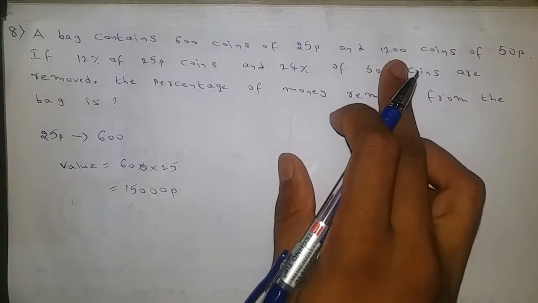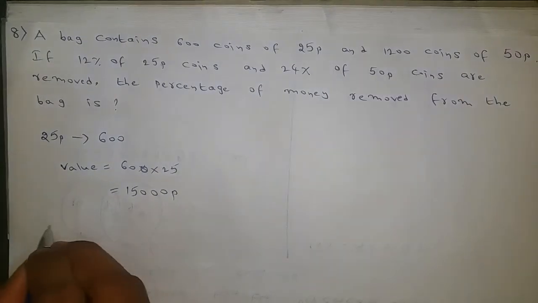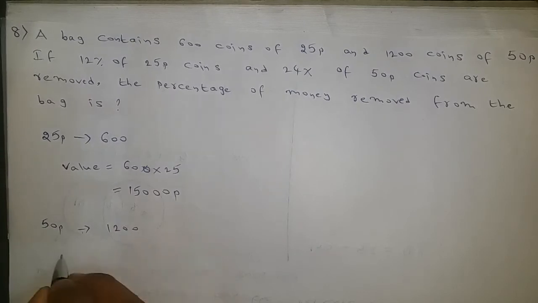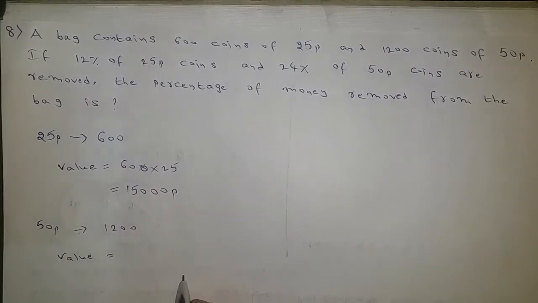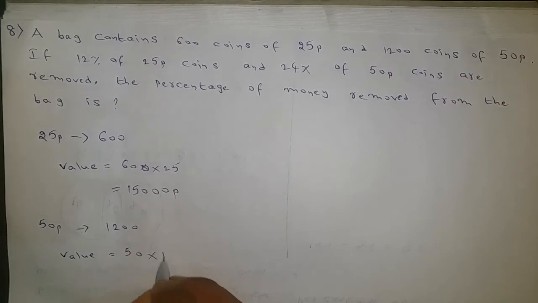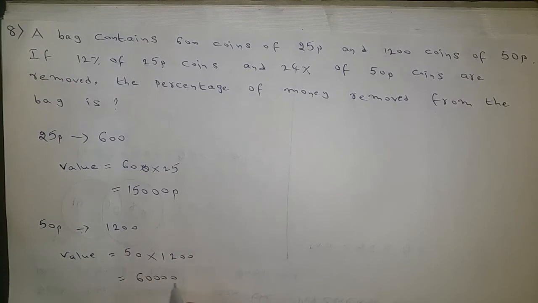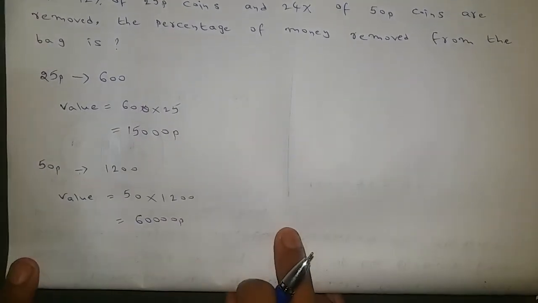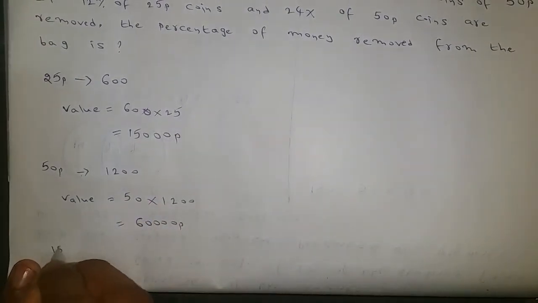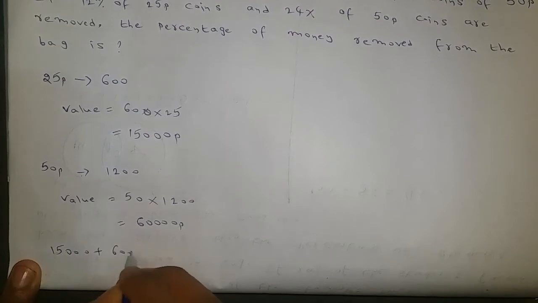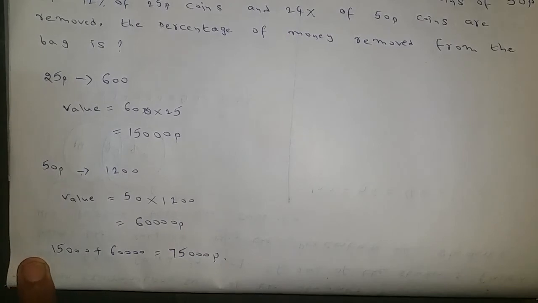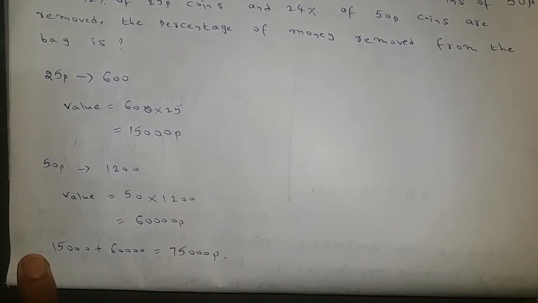Next, and 1200 coins of 50 paisa. 50 paisa coins are 1200 in number. Then let us find the value of its total. That is nothing but 50 paisa into 1200 coins, which is equal to 60,000 paisa. So in total, how much does he have? That is 15,000 plus 60,000, which is nothing but 75,000 paisa. So he had 75,000 paisa with him.